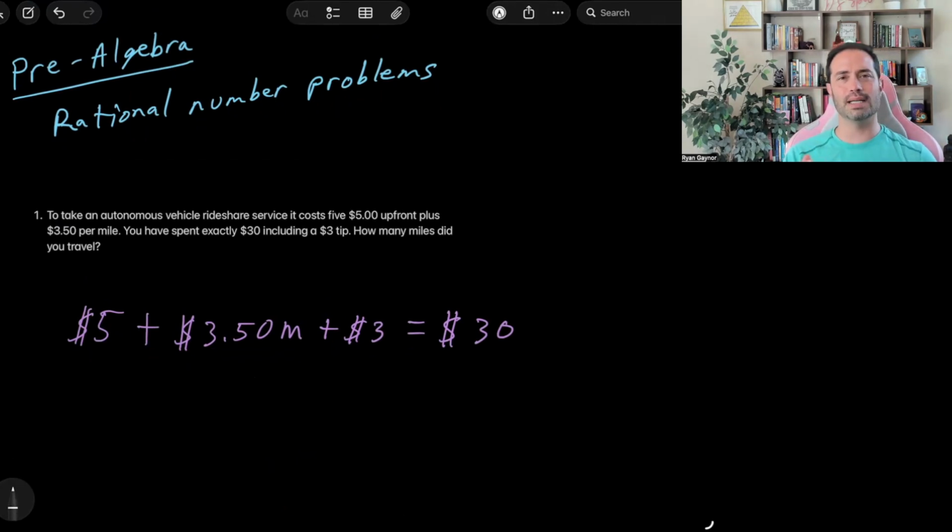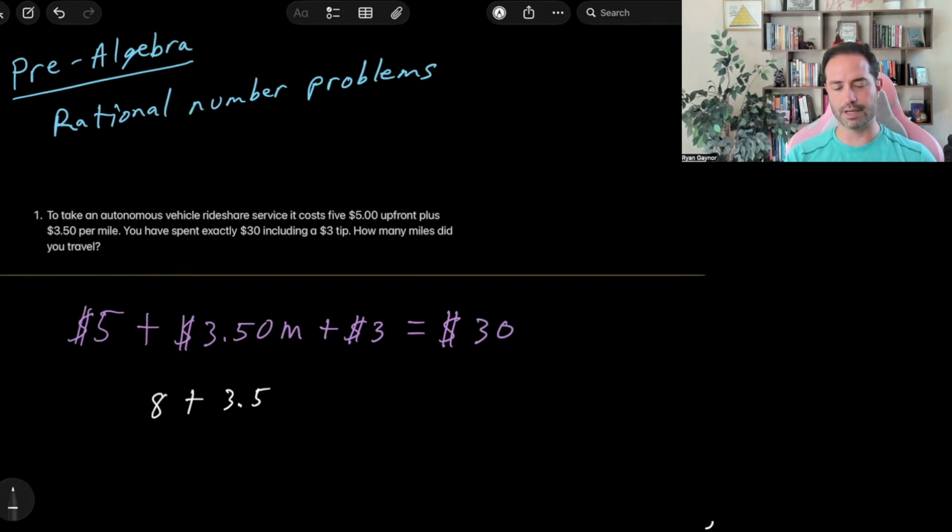So we have to combine like terms, if there are any. The $5 plus the $3 we can combine. The 3.5 times M, we can't combine that with anything because we don't have an M attached to the other stuff. So we have 8 plus 3.5 M equals 30. I'm getting rid of all the symbols and the extra zero. We just don't need that.